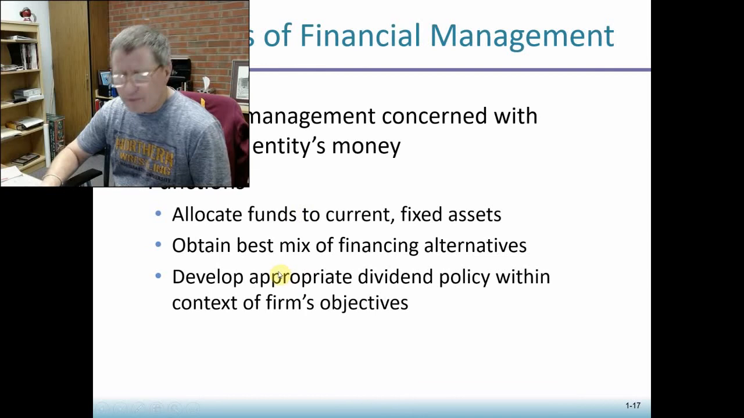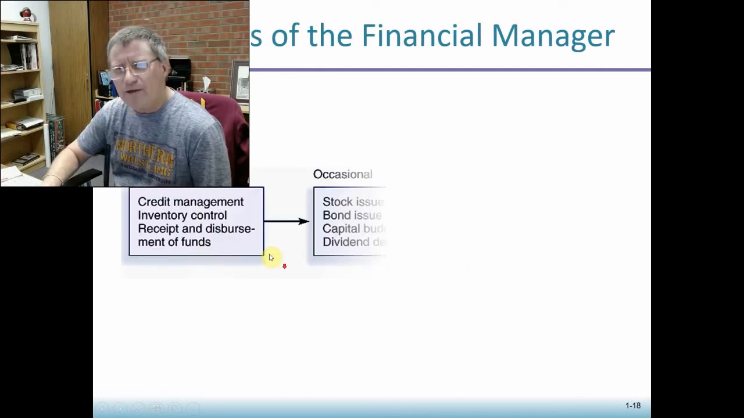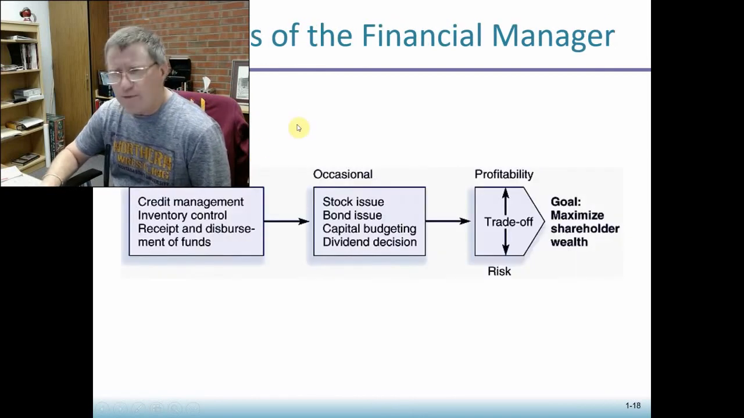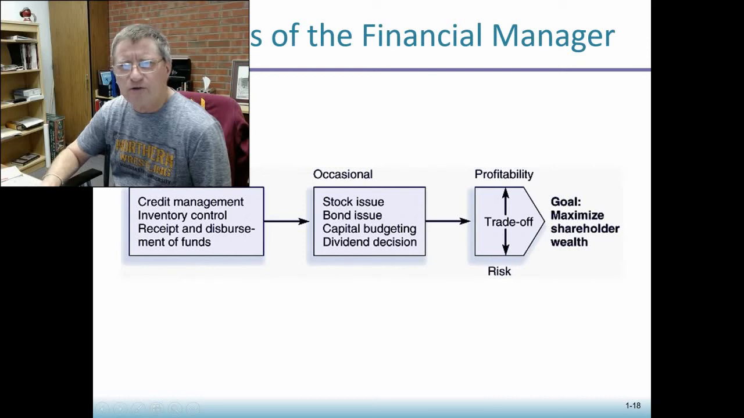And they talk about dividend policy, and again, I'll say share buyback too. We're seeing that as much or more than we're seeing dividends actually. So, some daily things, right? Credit management, inventory, etc. Stock, bond, capital budgeting, dividend, and again share buybacks, and the trade-off between profitability and risk.